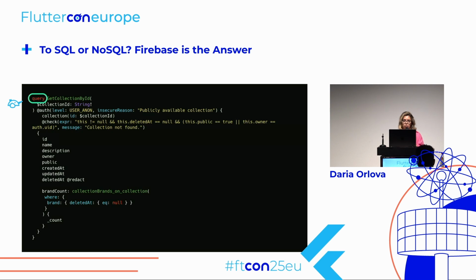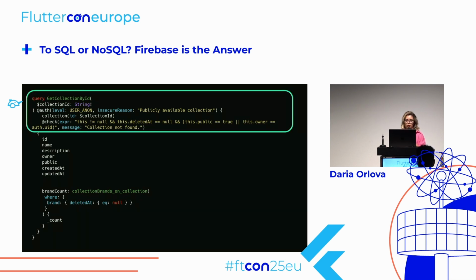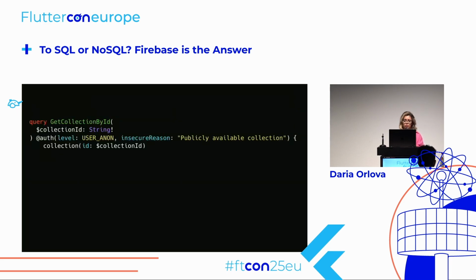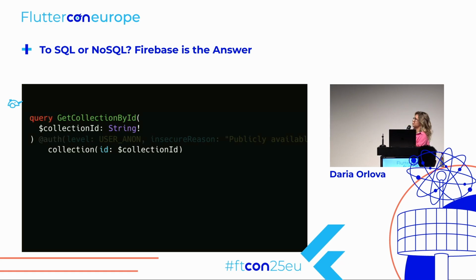To write a query, you would obviously need to use a query keyword. And we will write a query for getting the collection by ID. And let's zoom in a little. So basically, you pass the parameters that you need to do the query. The first thing that takes our attention is auth, but we will return to it later. If we want to get a collection from the collection table, we would just say collection and pass the ID parameter. But before returning this to the user, we want to check if this collection exists and if it's not self-deleted.